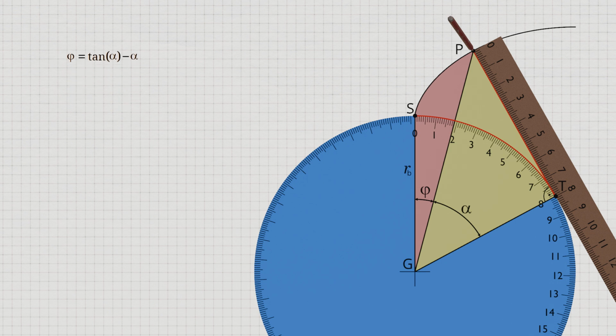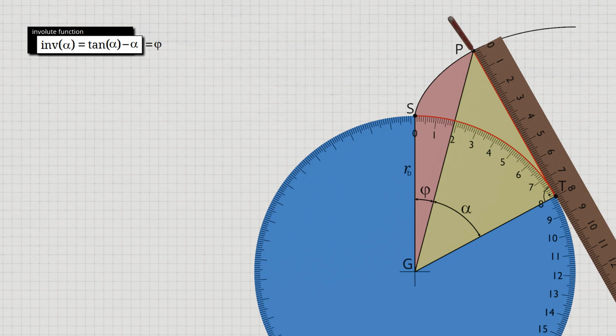This relationship between the two angles is also known as the involute function. Note that all angles in this function must always be given in the unit radians. This involute function is used to determine many geometric parameters of gears, as we will see later.